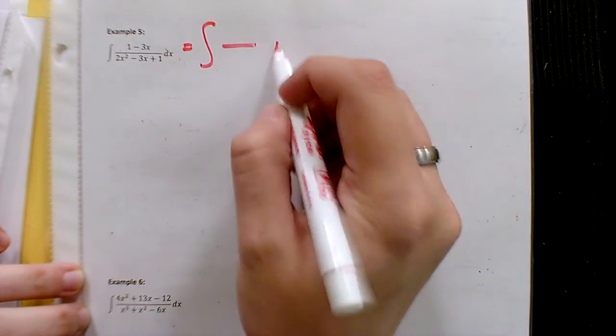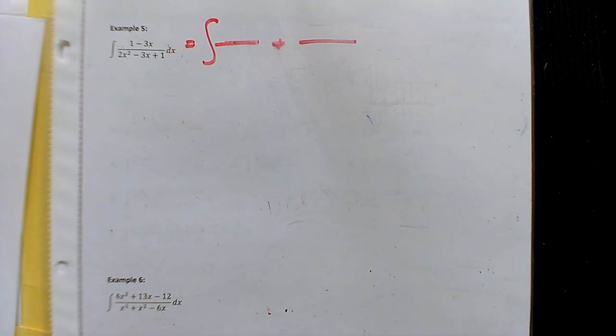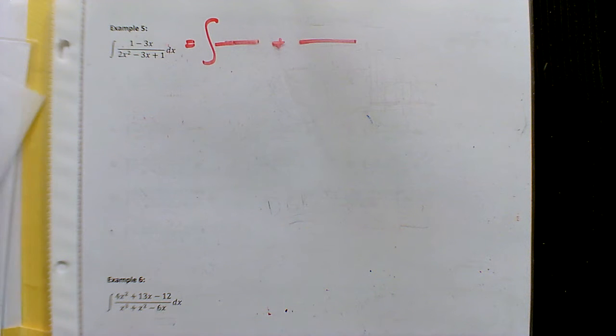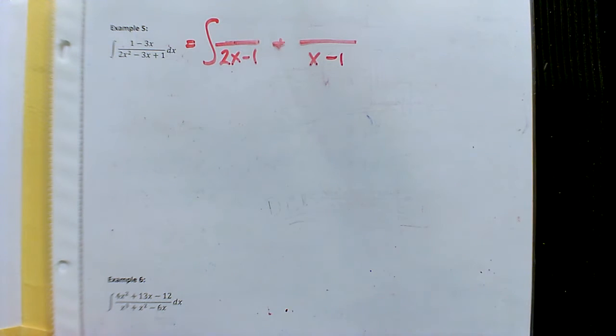All right, let's try 5. Can we factor? This one's a little tricky because you have that coefficient of 2 in front of the x squared. Can we get 2x minus 1 and x minus 1? Does that work out?